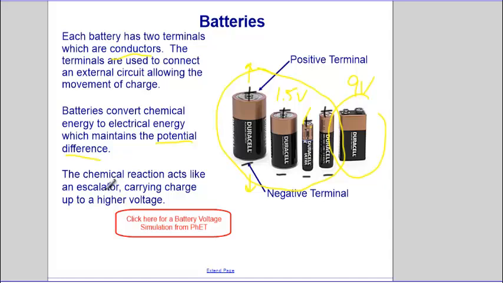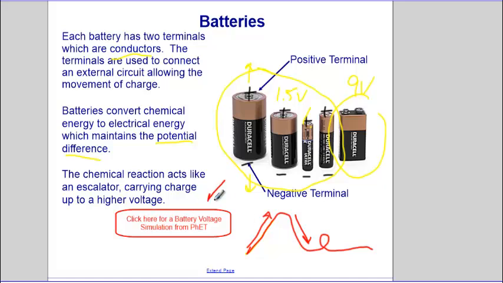A chemical reaction acts like an escalator, carrying charge up to the top of the hill. So just imagine you have a roller coaster. You have a hill and then it goes down through a loop and so on. So this is doing work going up the hill. This is like a battery. So work is done on charges to take them up and then they go down and they lose their energy. What goes up must come down.